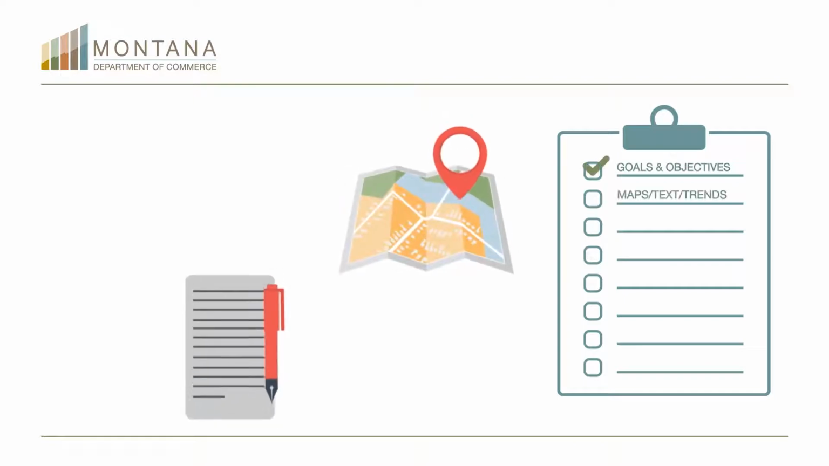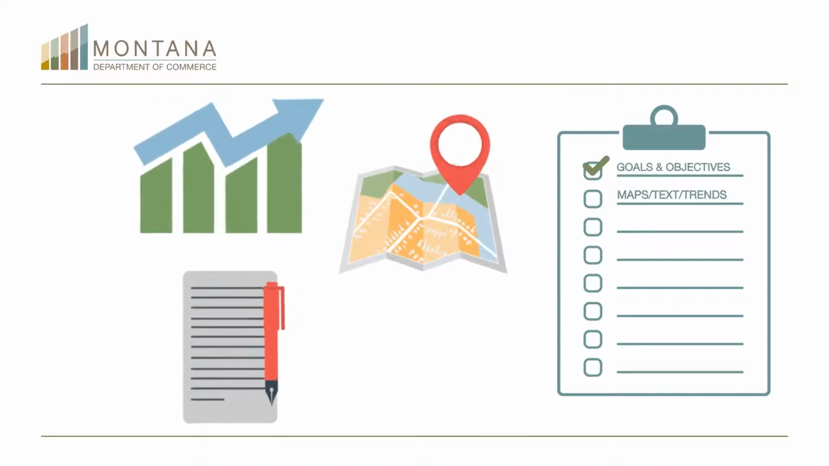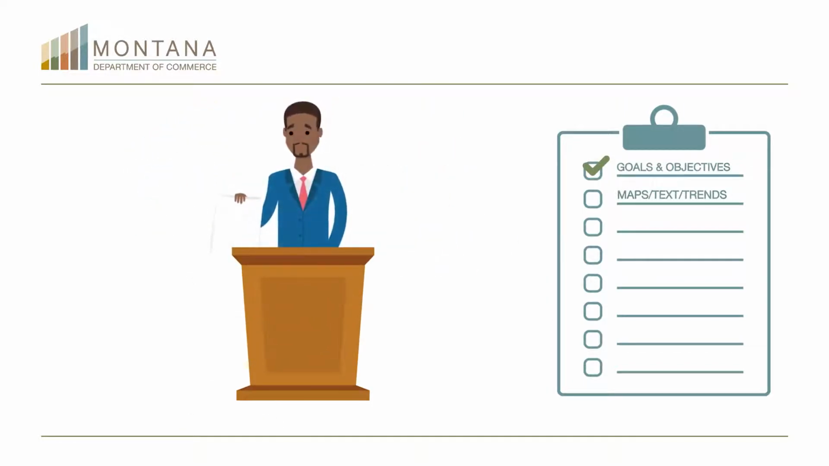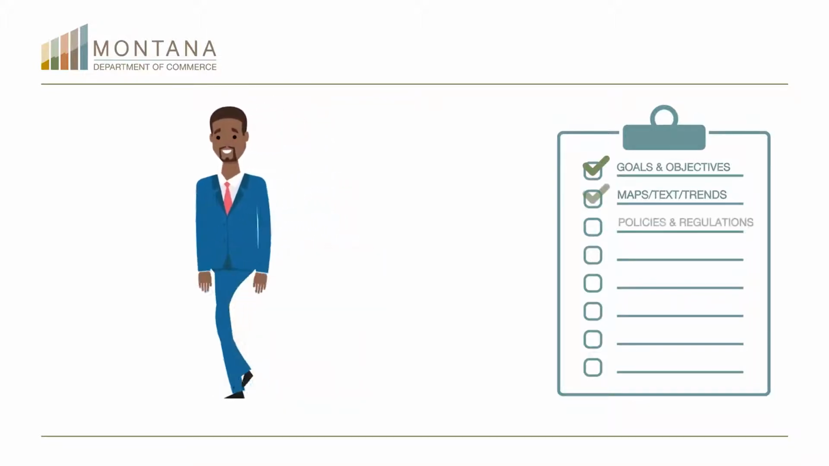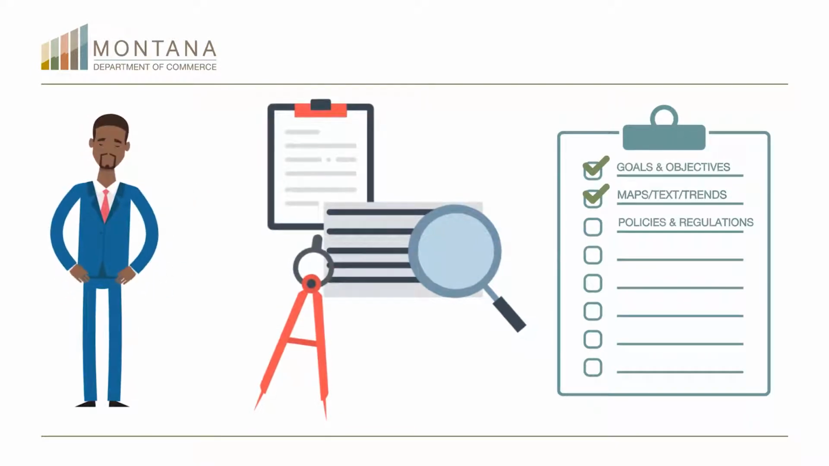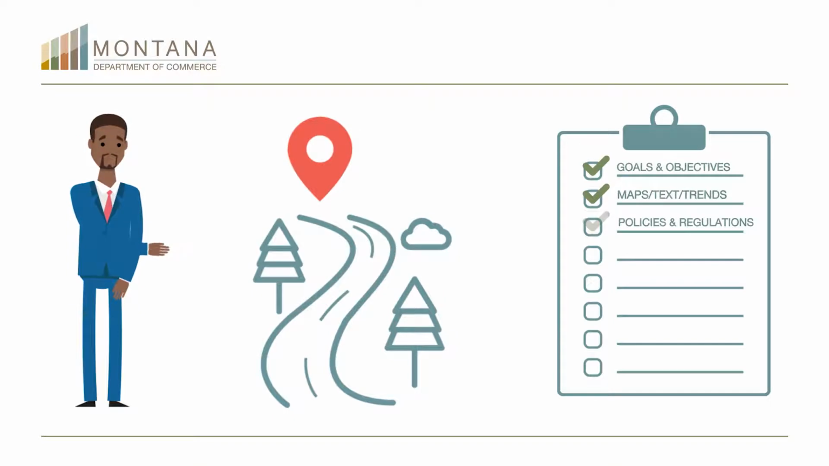Maps, text, and projected trends should describe the existing characteristics and features of the jurisdictional area. This information not only creates a foundation for policy recommendations, but also provides easy access to community-specific facts and trends. A list of policies, regulations, and other tools to be implemented in order to achieve the stated goals and objectives must be included. This effectively becomes a roadmap for decision makers and implementers.